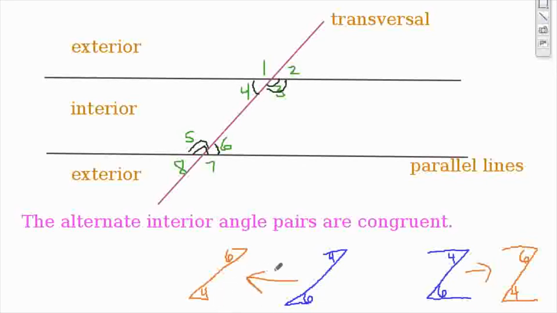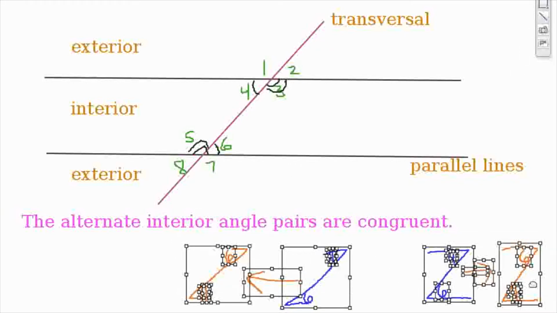Okay? Because the Z doesn't change, in other words, it's symmetrical. If you flip it, the Z looks exactly the same, right? Now, because of that, angle 4 and angle 6 are congruent. Because if I put angle 4 and angle 6 on top of each other, which I can do if I put the blue and the orange Z's, they're going to have the same size opening, if the vertices are lined up. So symmetry is a great argument to see that 4 and 6 are congruent. Okay, so that's my explanation of why alternate interior angle pairs are congruent.